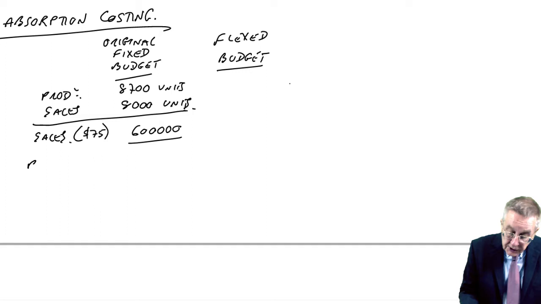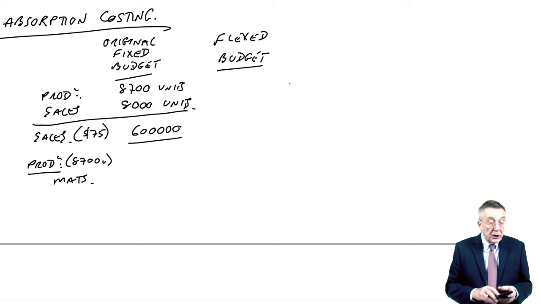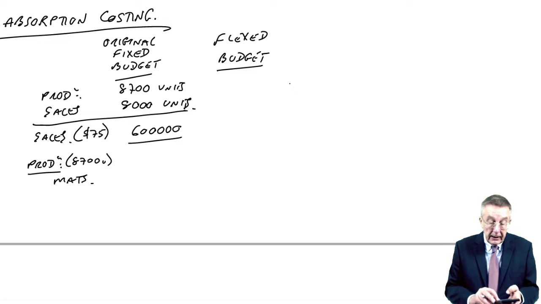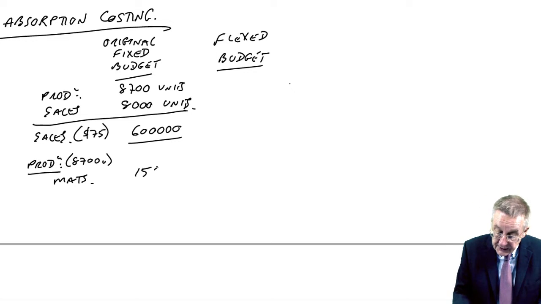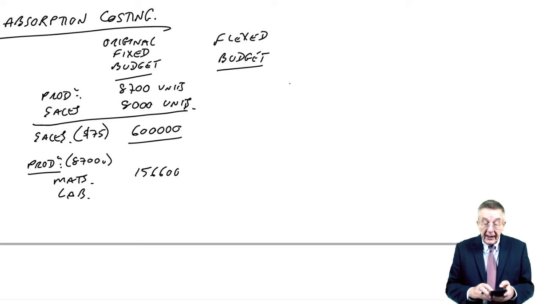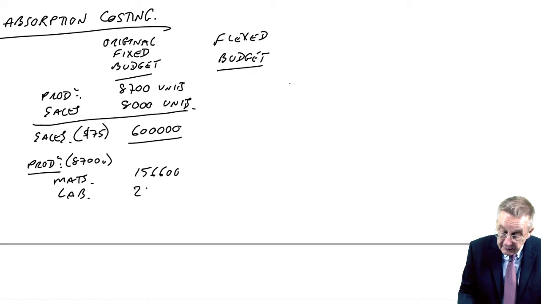The cost of production. Well, remember, we're producing 8,700 units. And so the materials, from the cost card, should be $18 a unit. So 8,700 at 18 is 156,600. Labour, $25 a unit, 8,700 at 25 is 217,500.